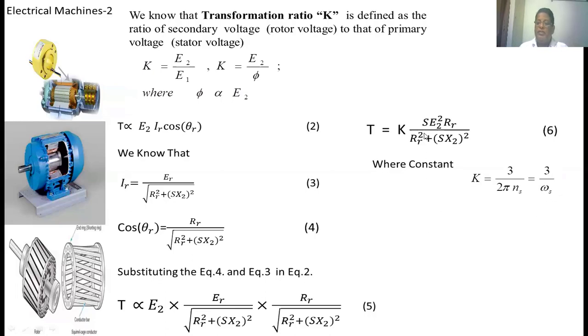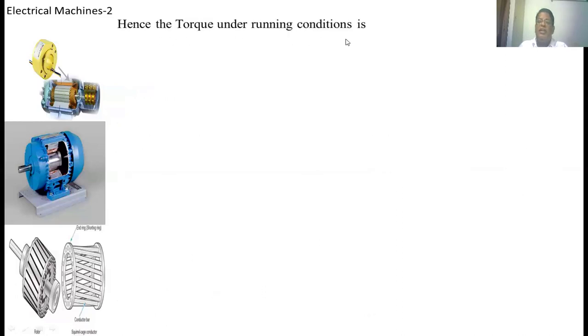From this expression, you can say very easily that E2 is constant, and RR is also constant. The only parameter changing is the slip of the induction motor. The slip is highly dependent upon how much mechanical load we are applying on the induction motor. So in this expression, the variable quantity is S. Hence the torque in running condition is T equal to 3 by 2 pi ns into S into E2 square RR divided by RR square plus S into X2 whole square Newton meter.